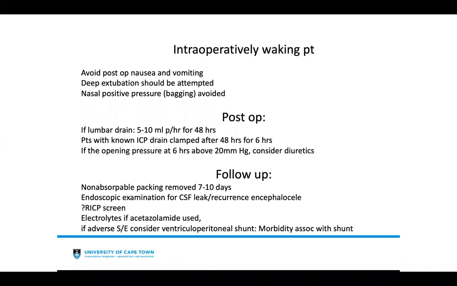We follow them up for non-absorbable packing that can be removed in 7 to 10 days. You will follow them up with endoscopic examination. At every interaction, you will always check for signs of raised intracranial pressure. If you're using a diuretic, check your electrolytes. And then if you have significant side effects, you might consider a shunt, but that's very rare. I don't think we ever really see that.